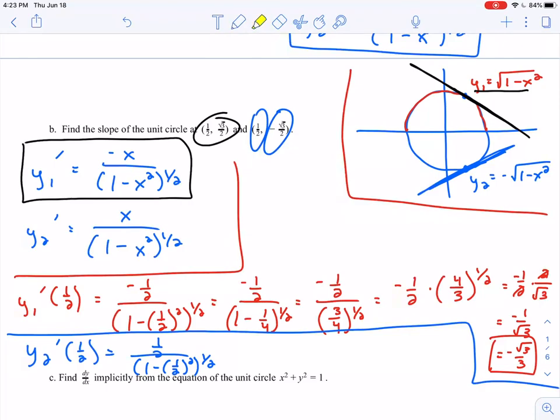I'm just going to take a peek at what I had above. This is exactly the same thing as this, I just don't have the negative sign. I could go do all that work, and I probably should just to be safe, but I know if the only difference is this negative sign, I'm going to end up with a positive square root of 3 over 3. So there's the slope.